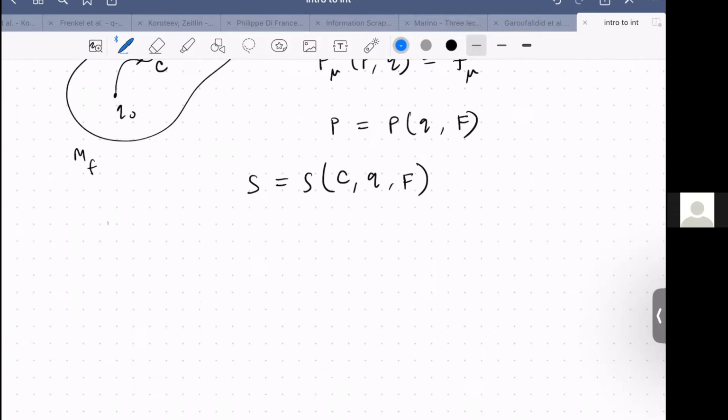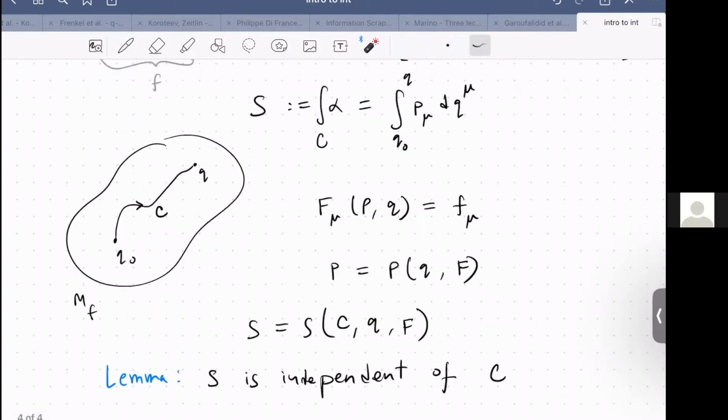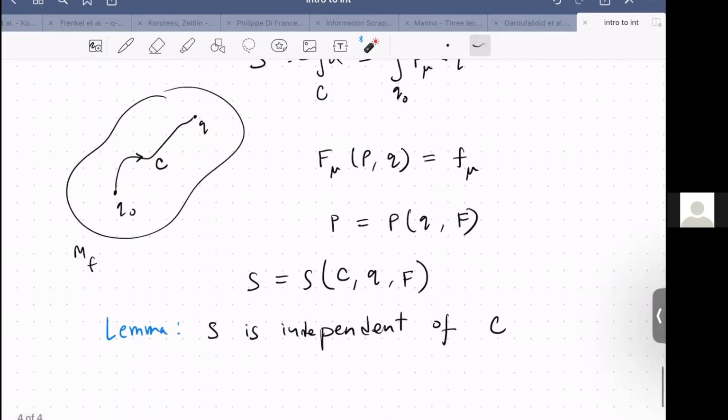And so, an intermediate step, a lemma, is that S is independent of C. So S does not actually depend on the choice of path. If you choose a different path, you will get the same value of S. It's not obvious, but we can prove it. It's not too complicated.